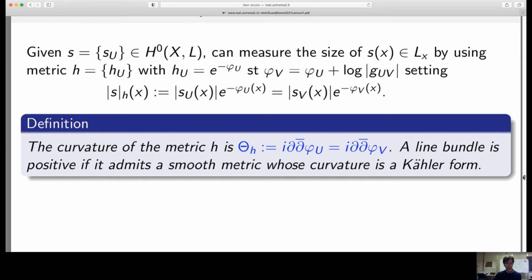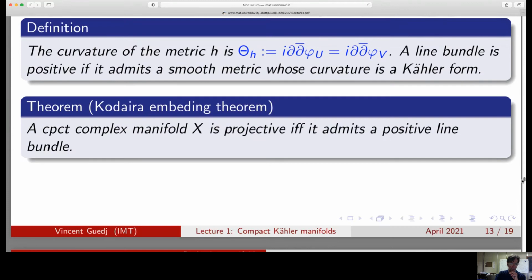Okay. A line bundle is said to be positive if there exists a metric h on the line bundle such that the curvature of h is a positive (1,1)-form, that is, if it is the Kähler form of some Kähler metric on the manifold. And the Kodaira embedding theorem says that a complex manifold X is projective, that is, can be embedded into some projective space, if and only if there exists a holomorphic line bundle on X which admits a Hermitian metric with positive curvature.